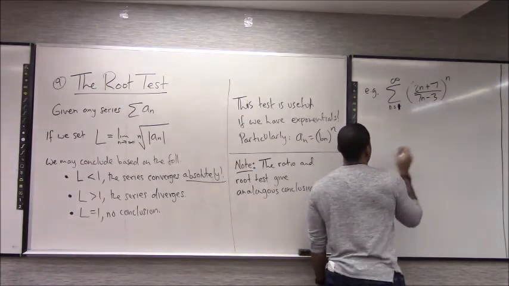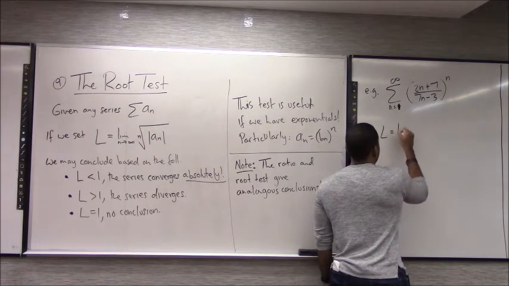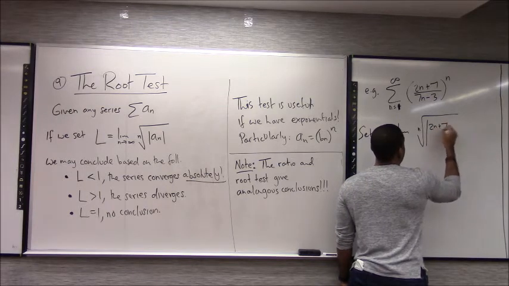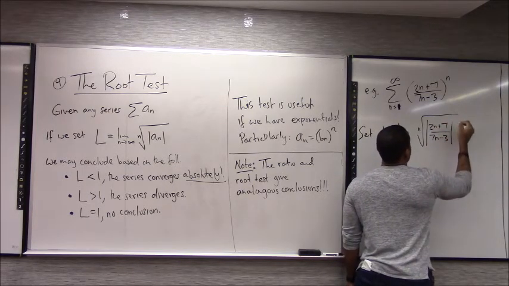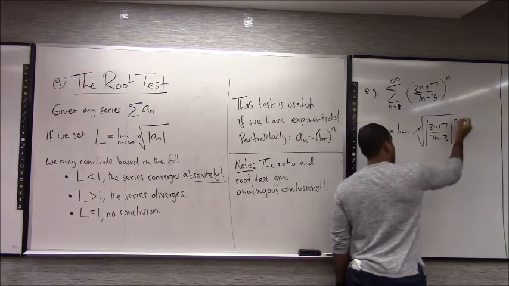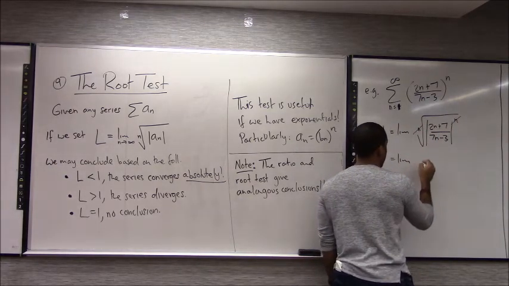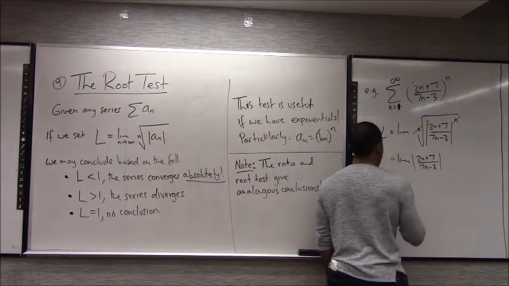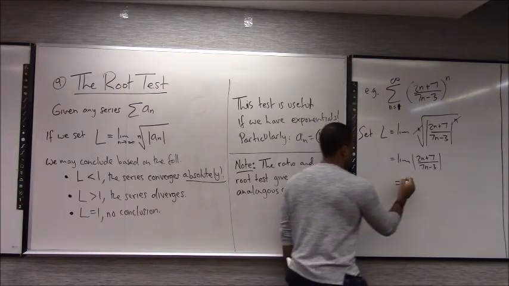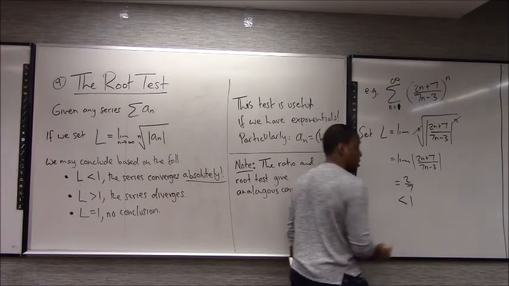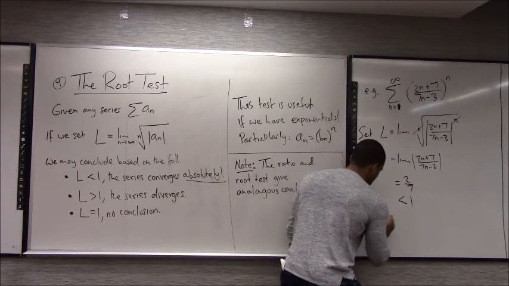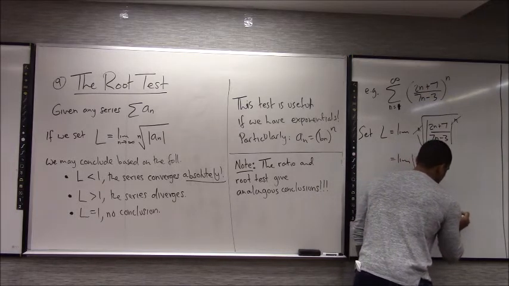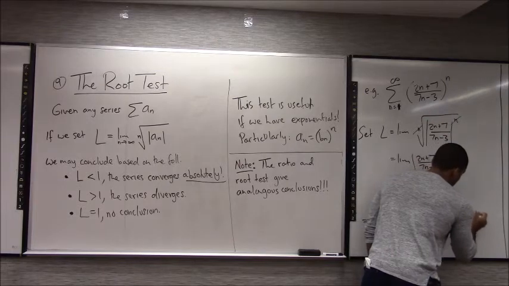So what you can do is just set up your L to be the limit of the nth root of the absolute value, (2n plus 7 over 7n minus 3) to the nth power. What's going to happen? The nth root is going to cancel the nth power. We're going to end up with a limit of now (2n plus 7) over (7n minus 3). What's that limit? 2 over 7. Now 2 over 7 is less than 1. So in fact, what you can conclude is the series converges. Moreover, the series converges absolutely.